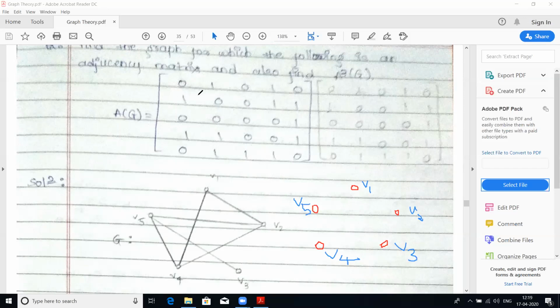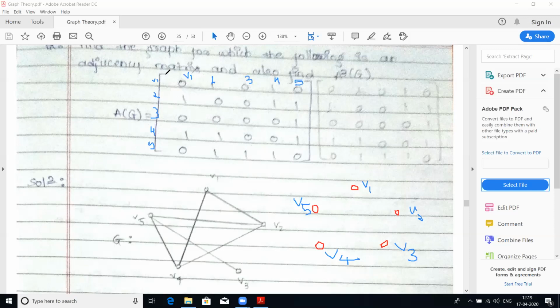Now, you also take V1, V2, V3, V4 and V5 like this. It is V1, V2, V3, V4, V5. So here also V1, V2, V3, V4, V5.